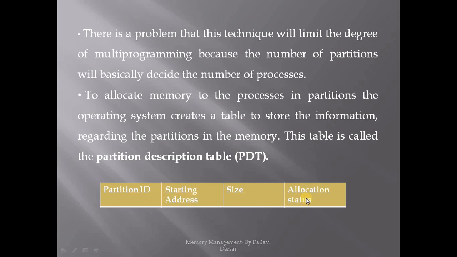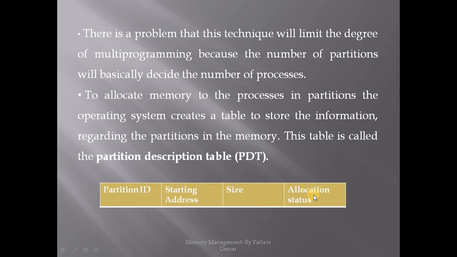There are 4 fields in the partition table. First is the partition ID. Every partition is given a unique ID, and the partition has a starting memory address, what is the size of that partition, and whether it is allocated or not will be shown in the allocation status.